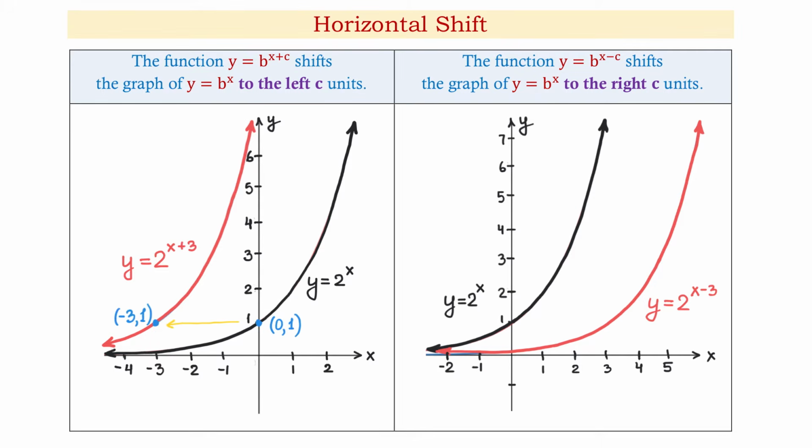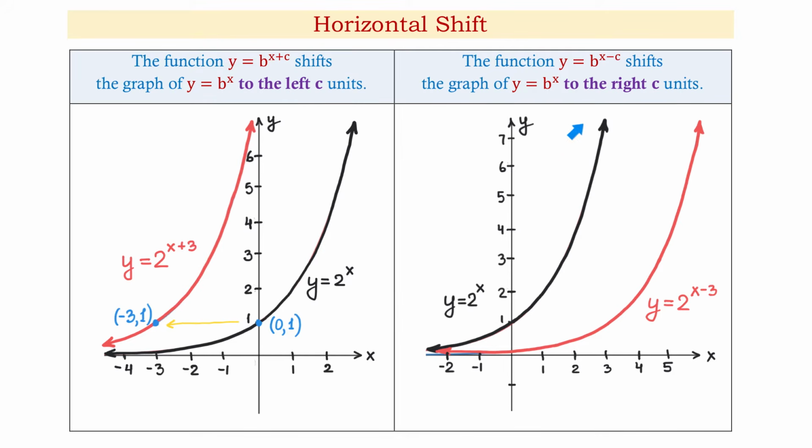For example, if this point has the coordinates 0 and 1, then when this graph is shifted to the left 3 units, the point will have the coordinates negative 3 and 1. And indeed, when we replace this x with negative 3, then negative 3 plus 3 is 0, and 2 to the 0 power will be 1. So notice that if we add a positive constant to x, the graph is not shifted to the right, instead is shifted to the left.